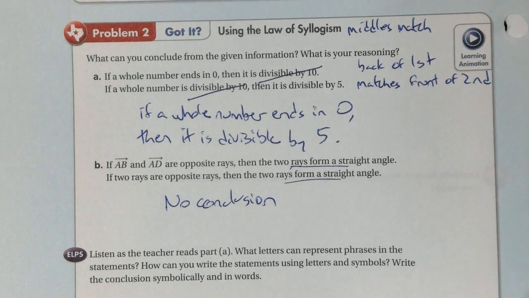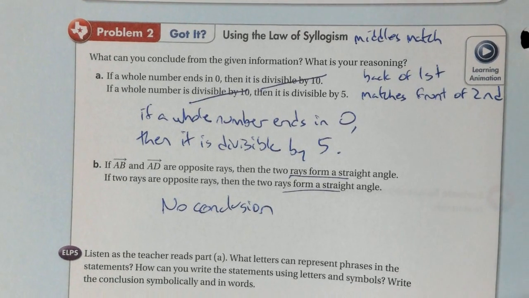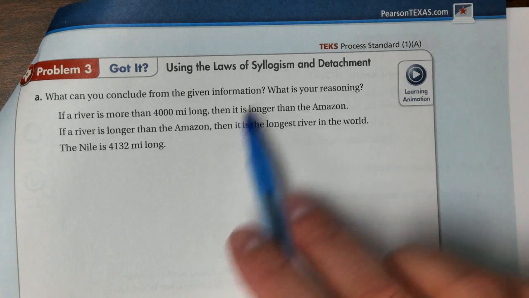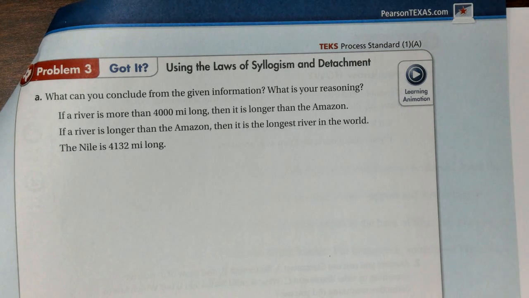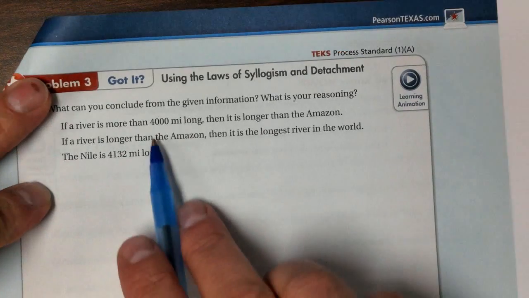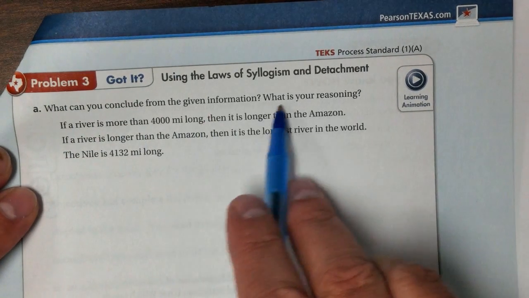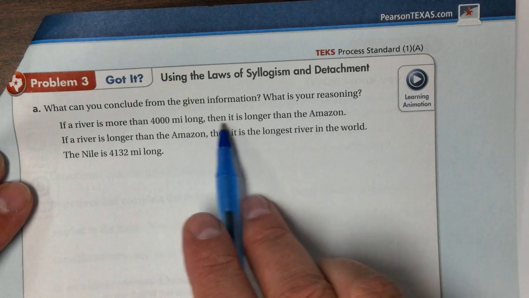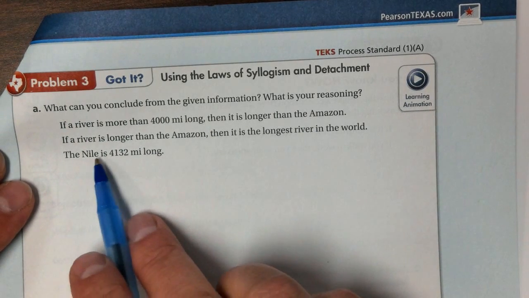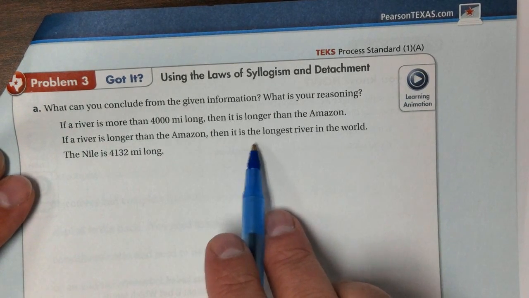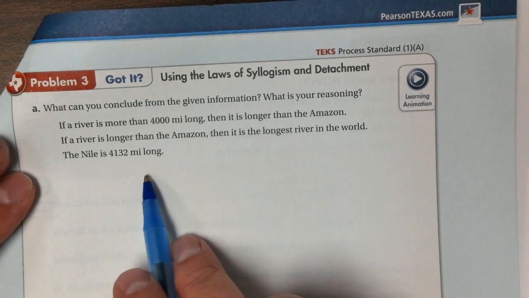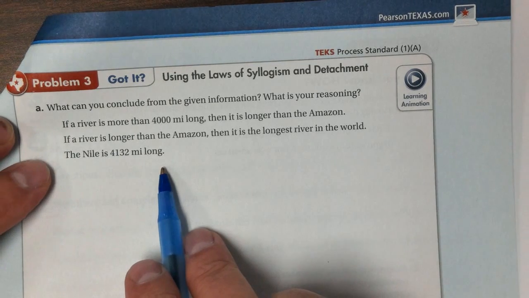All right, so then the next one is using both laws. So when you use both laws, it's going to be a longer type question. This one says, what can you conclude from the given information? What's your reasoning? If a river is more than 4,000 miles long, then it's longer than the Amazon. If a river is longer than the Amazon, then it's the longest river in the world. The Nile is 4,132 miles long.